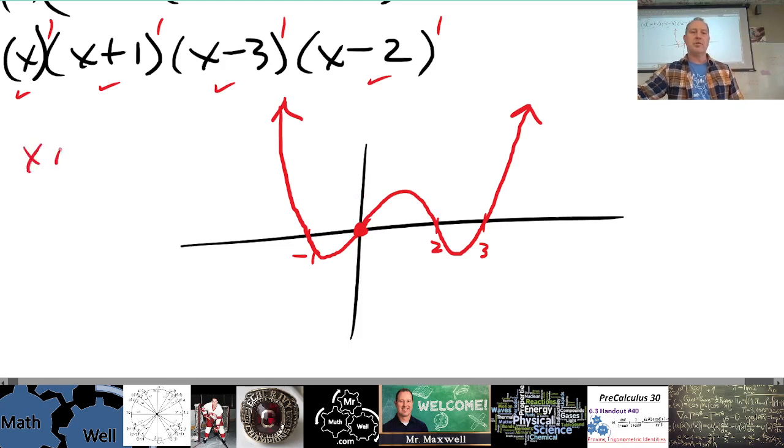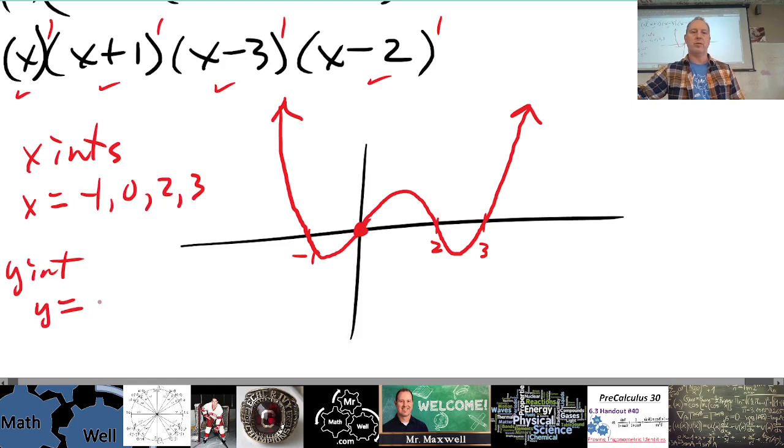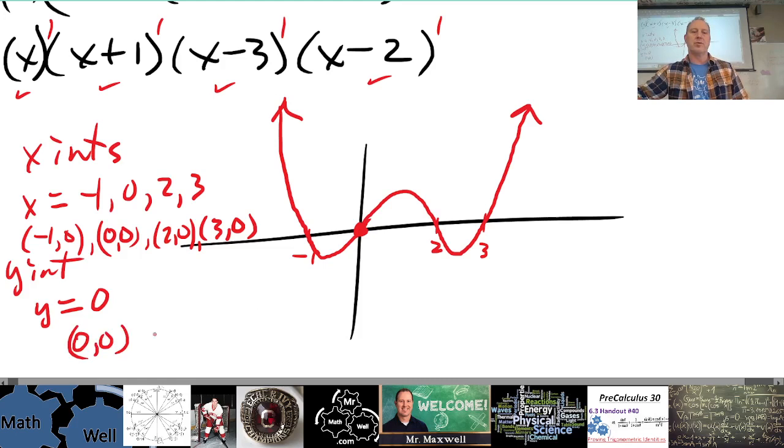So the x-intercepts it asked for, so x equals -1, 0, 2, and 3. The y-intercept, that's y equals 0. Now, technically intercepts are points, so you should have -1, 0, 0, 0, and so on. So 2, 0, 3, 0. You should get used to writing them as points. And then, of course, the y-intercept is 0, 0. And then this is your rough sketch.